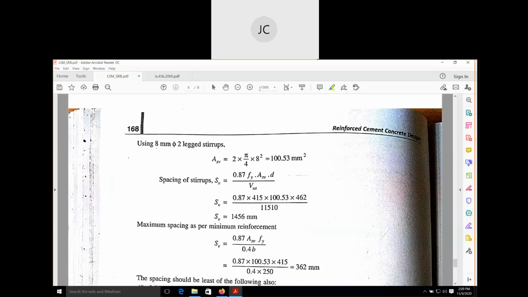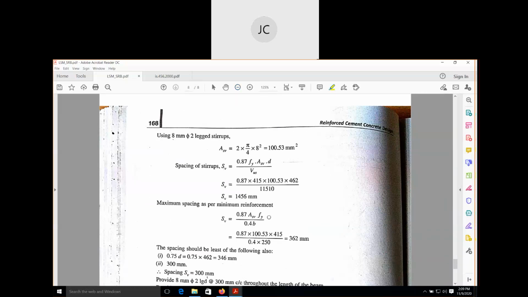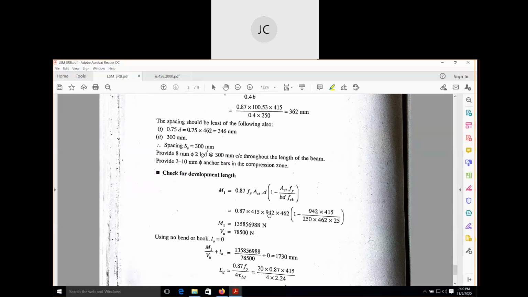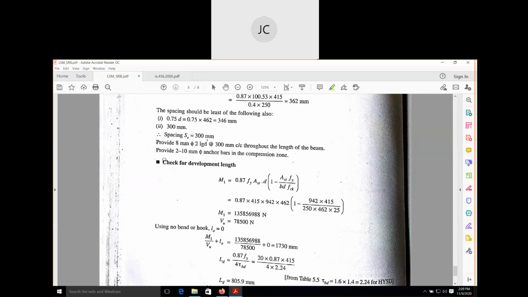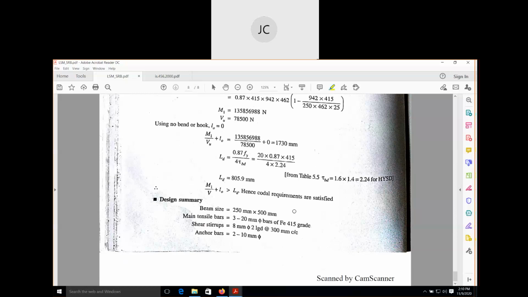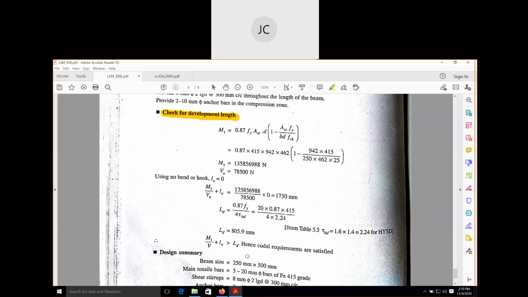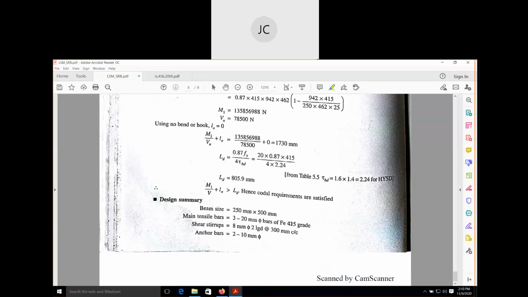Then we have to choose the diameter. One thing is you have to check for development length. No, this part is not needed. The development length part is not needed. If you don't do this part, then also it's okay. It is not necessary. So, design summary.